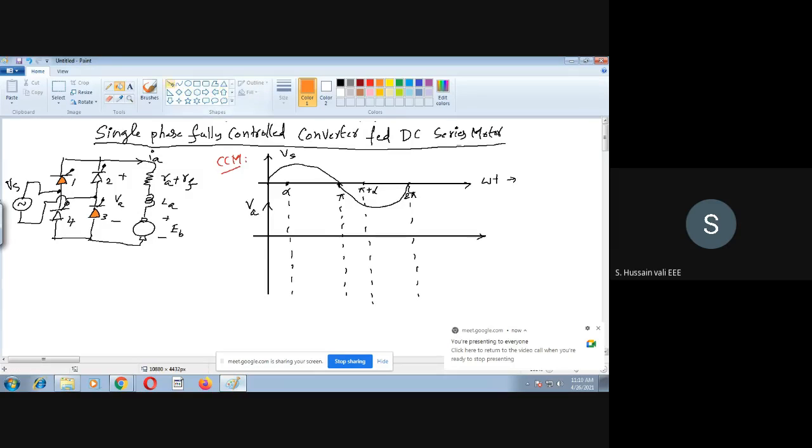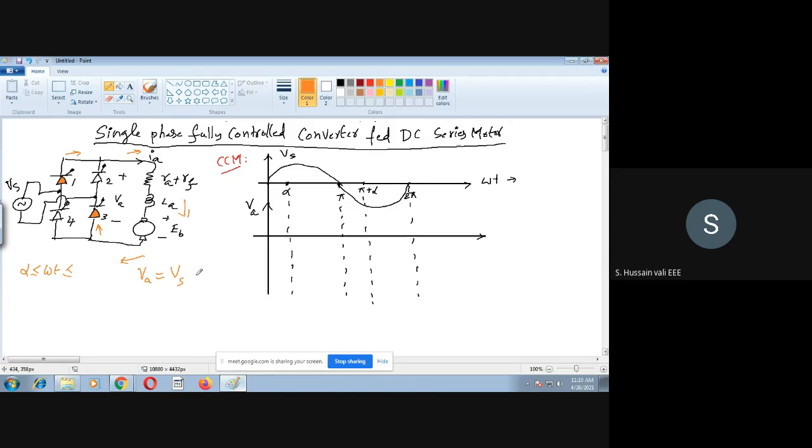If 1 and 3 are conducting, then the direction of the current is like this. It enters the motor, and this forms a closed path through the source. So when alpha is less than or equal to omega t less than or equal to, we will see the value later, what you will find is that Va is equal to Vs.